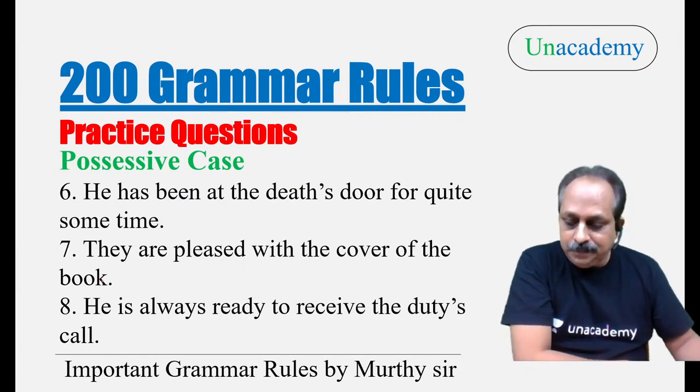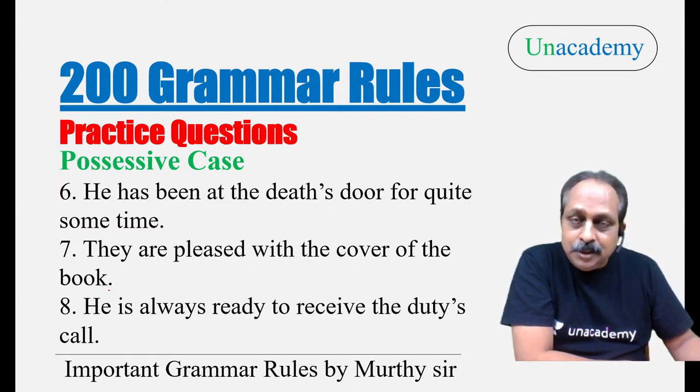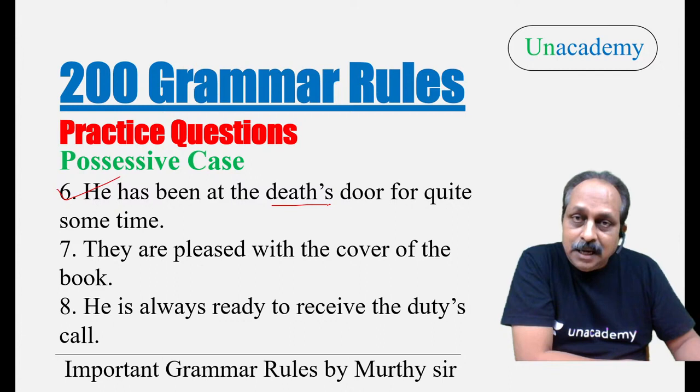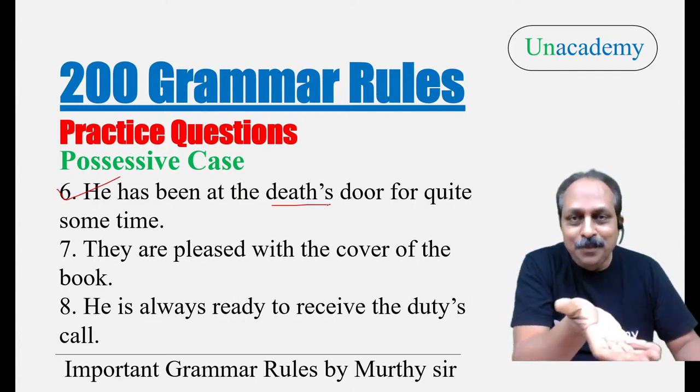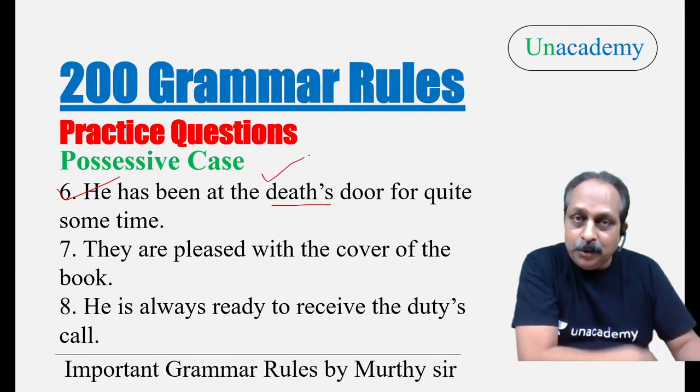Now, question number six. He has been at death's door for quite some time. Lucky you could come back. Got it. Thanks for the feedback. You're very sharp, and I appreciate that. He has been at death's door for quite some time. Is it right or wrong? Question number six. Five is correct. Six is also correct. What is the reason? Death is very powerful, the ultimate. Power and strength. No one can escape from death. It is considered masculine, gender attributed. Based on that, we can use the possessive case.